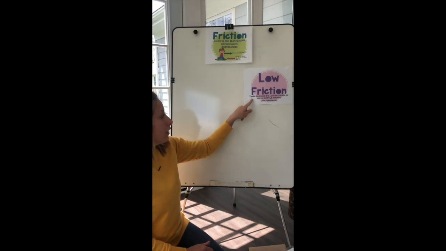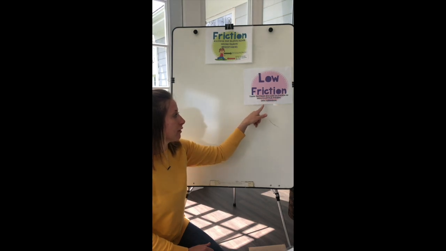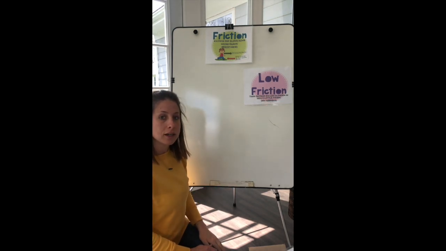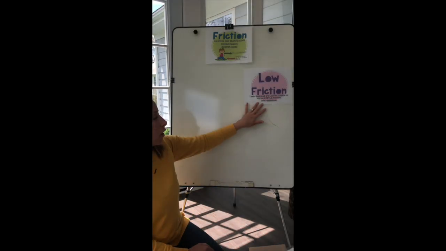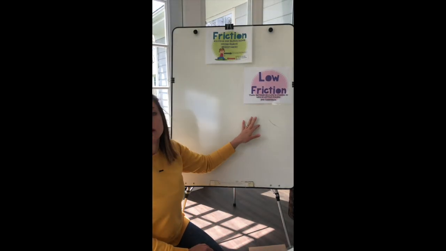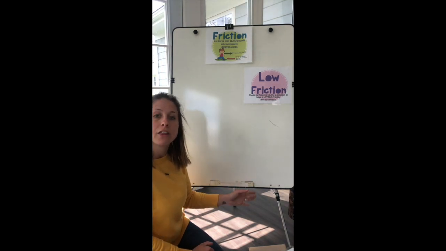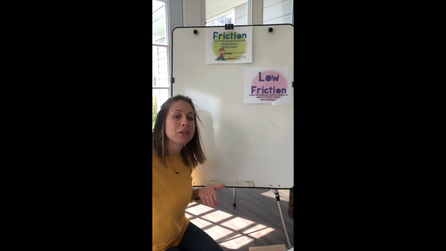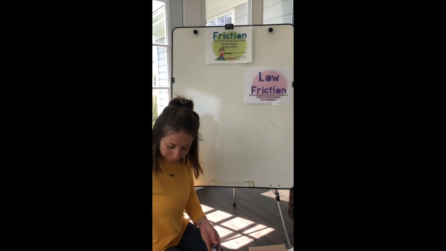Low friction. These surfaces are low in friction or have a little friction. That means low resistance. Some of the low resistance surfaces we had over here was the surfboard, the tile floor, your desk at school, right? Things that are going to keep the car moving. They're not going to slow it down or stop it, all right? That's what you want to think about.